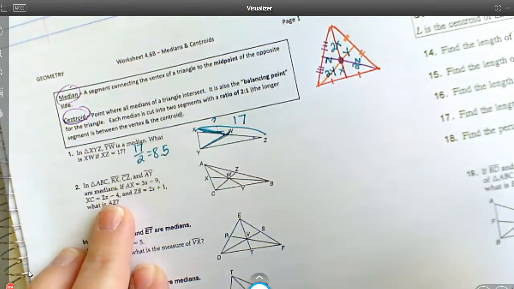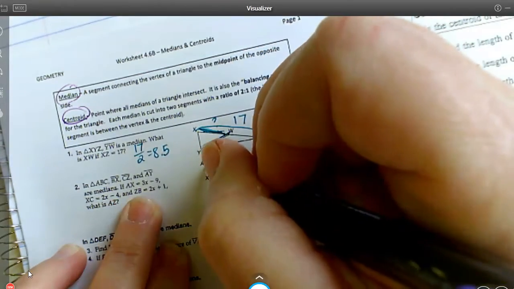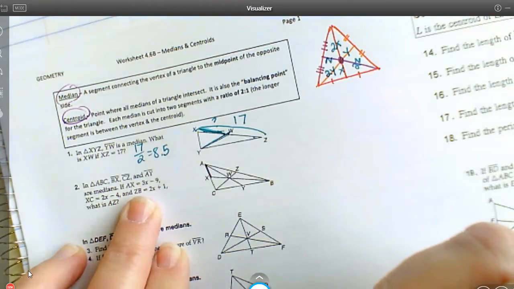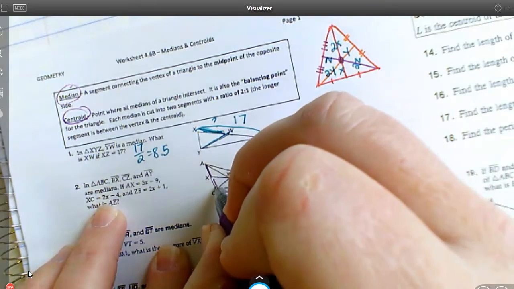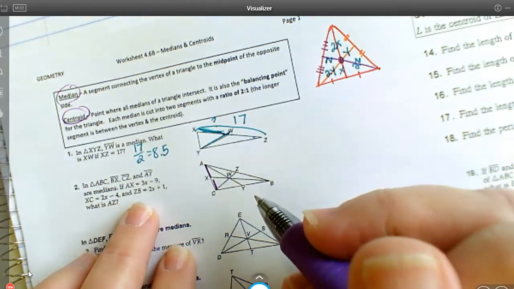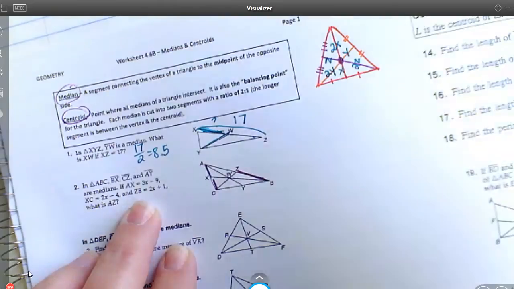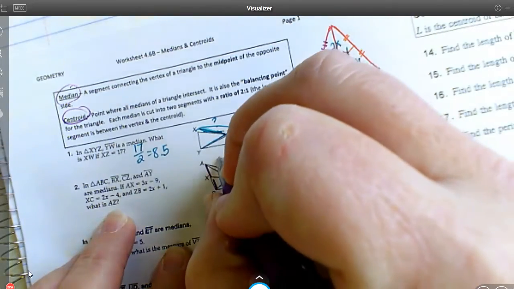Okay, next. So we have these medians. It tells me AX, so it tells me this part right here. And it tells me XC, which is that part right there. What do I know about those two parts? They're equal because of the medians. And it also tells me ZB. And it wants me to find AZ.